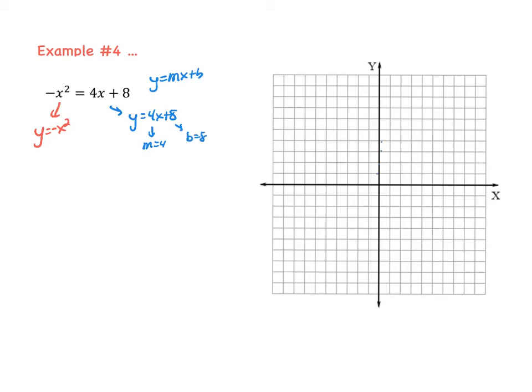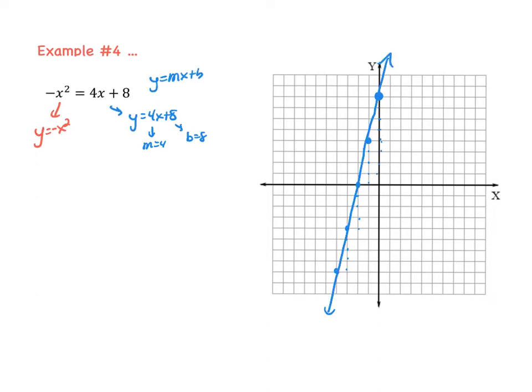So 1, 2, 3, 4, 5, 6, 7, 8. I can't go up 4, so I'm going to go down 4, and left 1. So I'm going to put as many of those as I can. And then we'll draw that line in as best as we can.